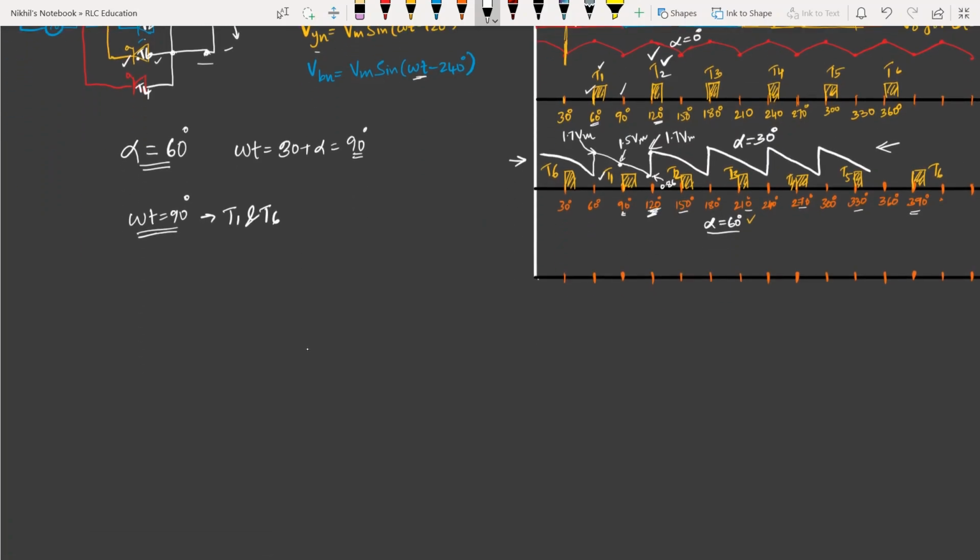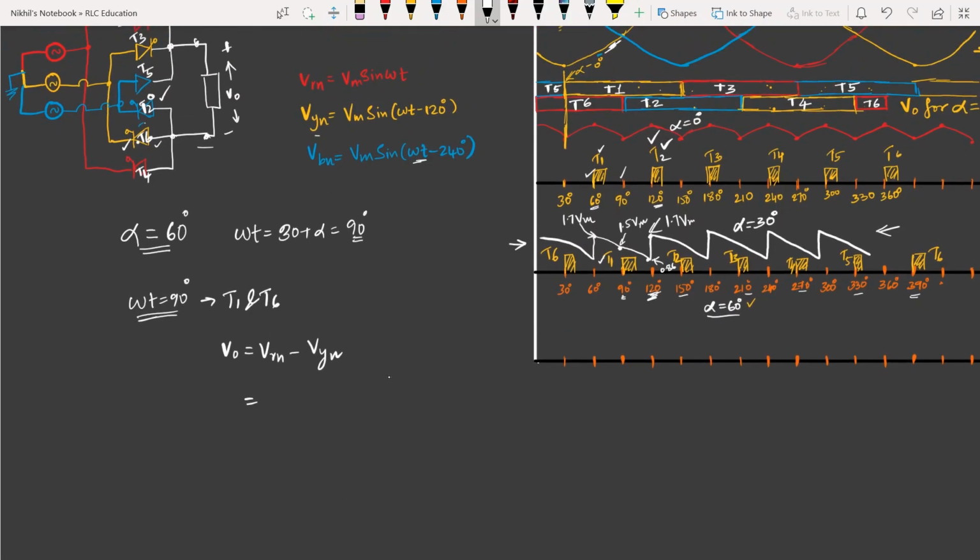If T1 T6 is conducting, V naught, you know, that is Vrn minus Vyn, and if I put omega t is equal to 90 degrees, then what will Vrn be? Vrn is Vm sin omega t, that will be Vm minus Vyn. So if you put omega t is equal to 90 degrees in Vyn equation, then you will get 90 minus 120 will be minus 30, minus of minus 30 in sine will be minus 1 by 2. Here it will become Vm by 2 plus Vm by 2, that will come out to be plus 1.5 Vm will be the output voltage at 90 degrees. So I got some output voltage at 90 degrees as plus 1.5 times of Vm.